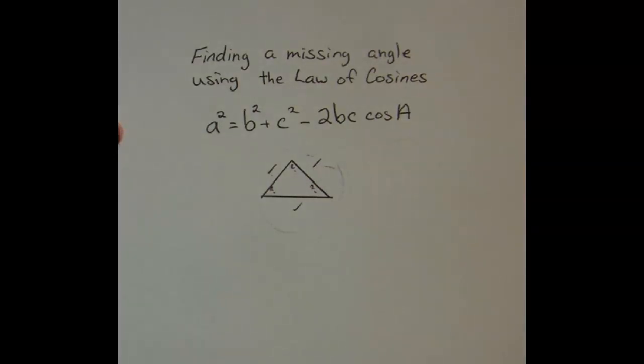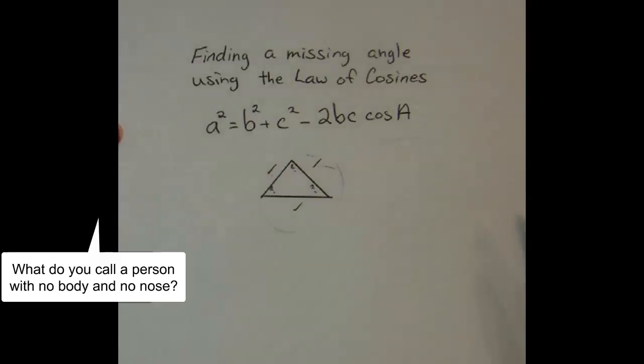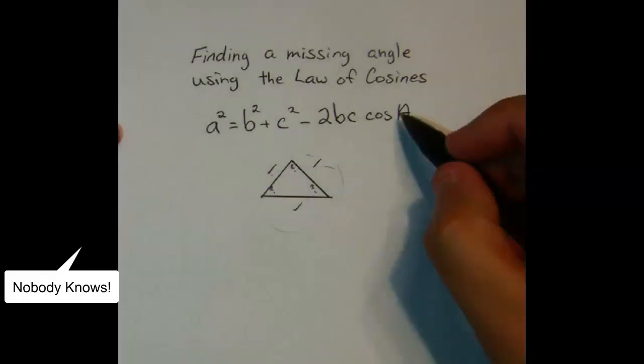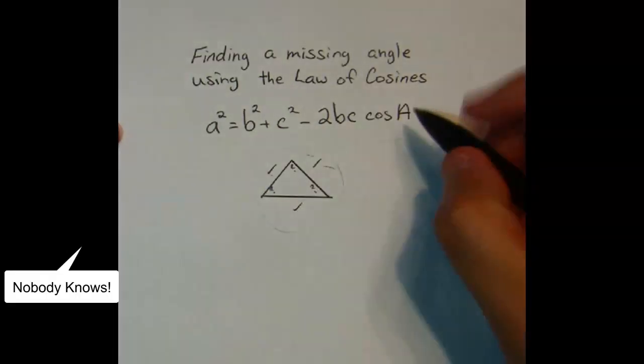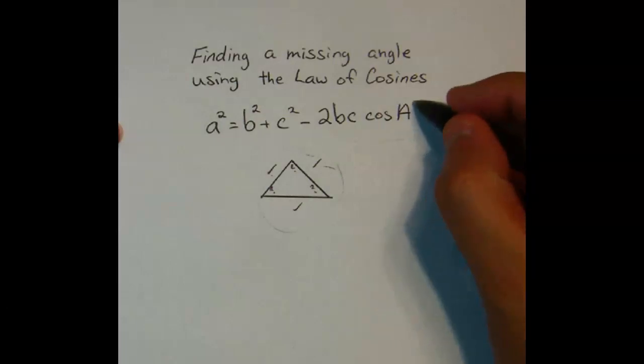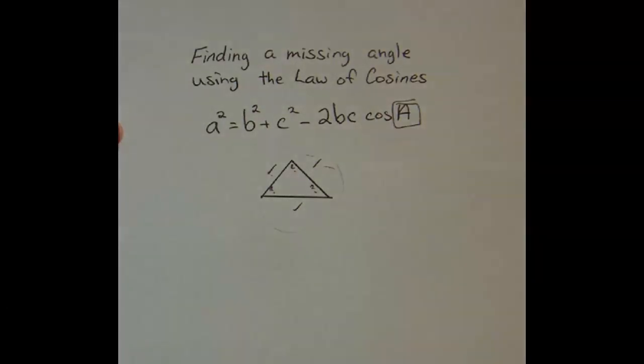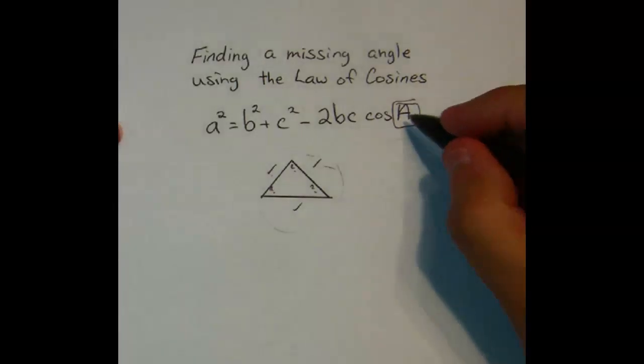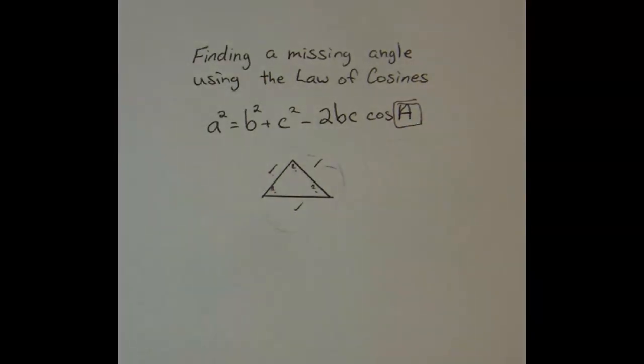Now you're going to find out that this problem works a lot differently than when you found the missing side. We're going to go backwards from what we did here, because actually x is going to be right here. So we're going to find this angle. Let's look at a couple examples, and then you can get started on your assignment.